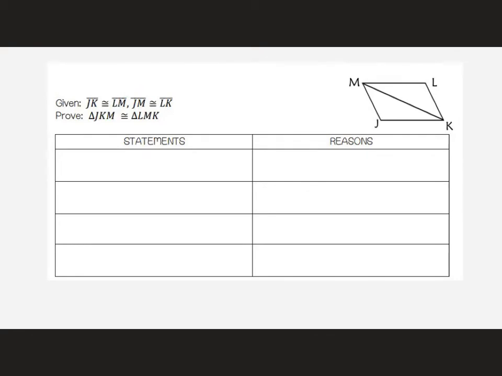Then we start going into proofs. So for this proof, remember you always write your given first. Each given will go in its own box. So we'll write JK is congruent to LM. The reason is given. Anytime you add a statement, you must go mark the figure. So JK and LM are sides. They'll both get one tick mark.